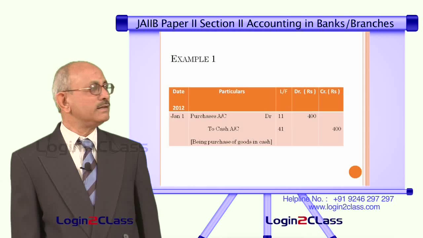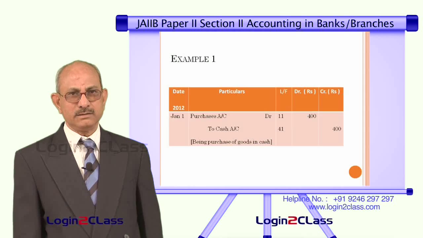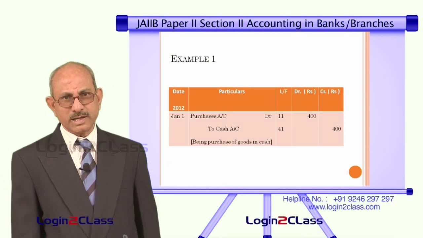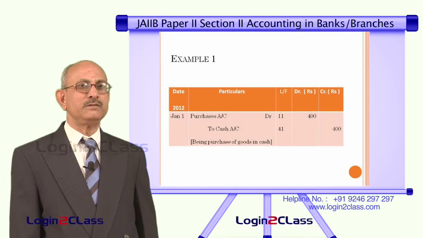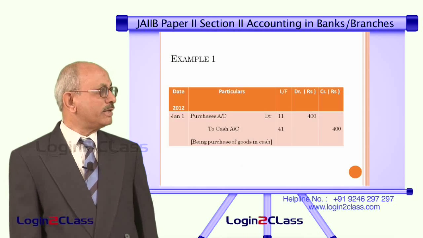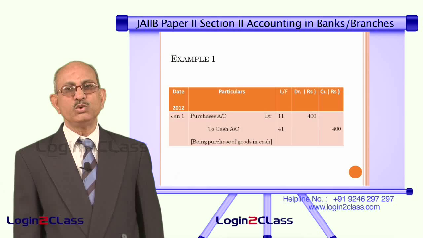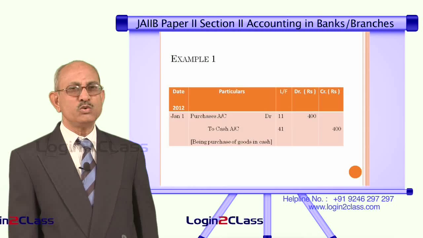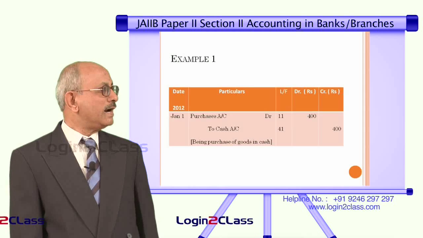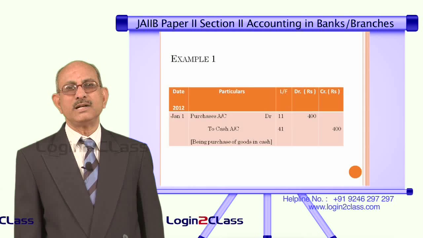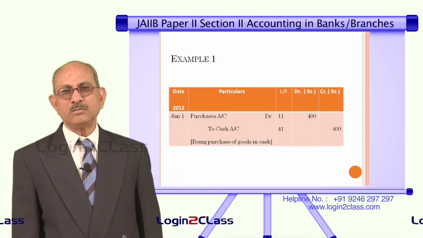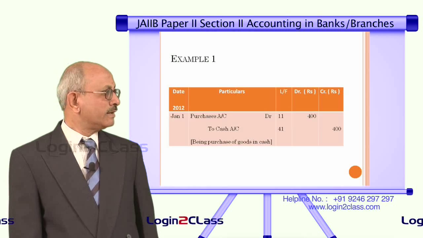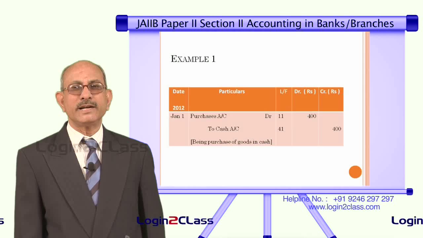So how do you write it? First you have to write the date, that we can ignore for the time being, but in real life you will have to write the date, and in the particular column you write To Purchase Account and debit is denoted as DR. So under that you write Purchase Account DR and rupees 4,000 you put it under the amount column under debit. And now you have to do the credit.